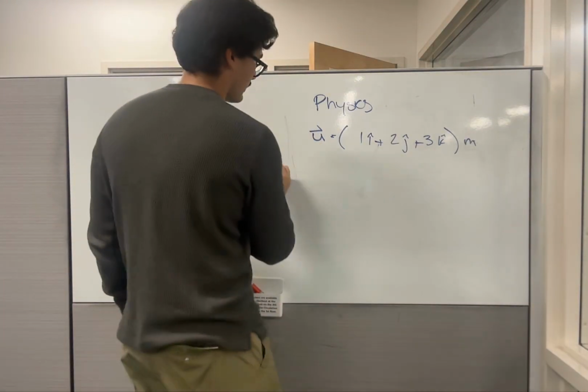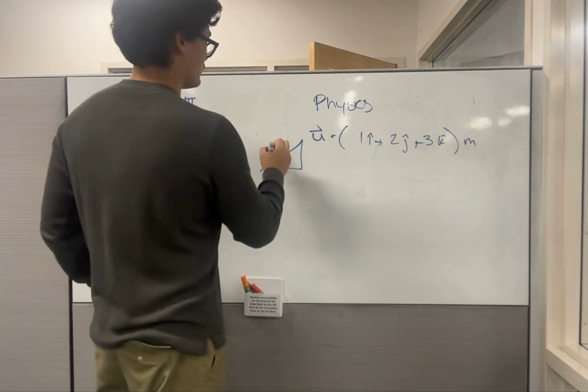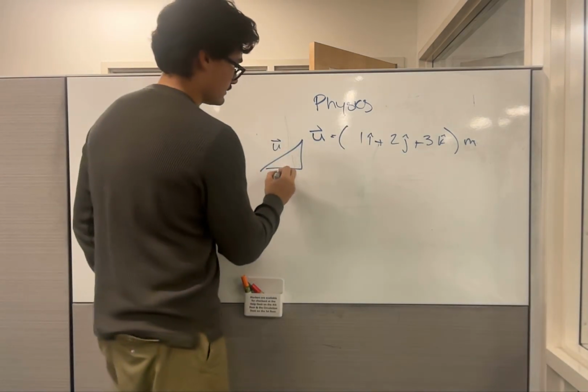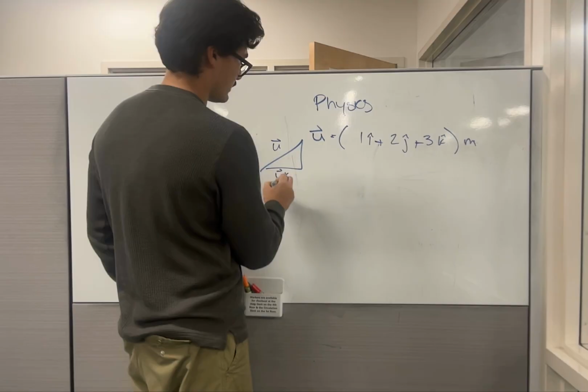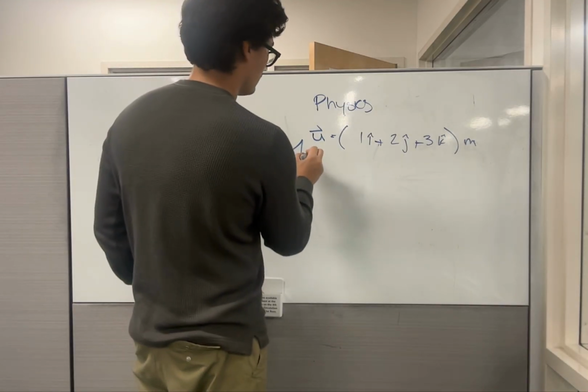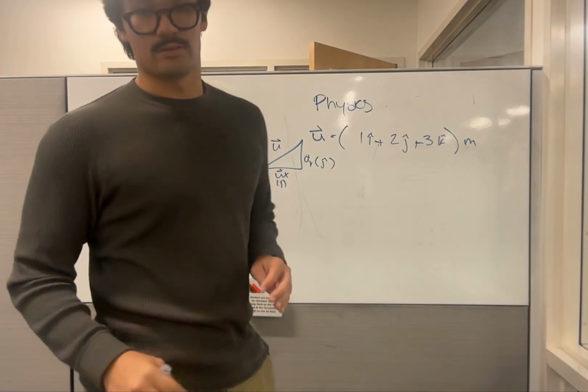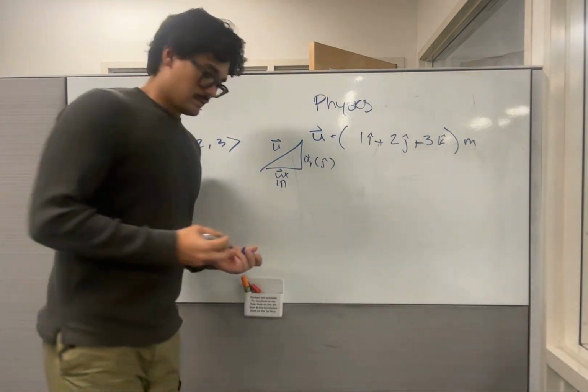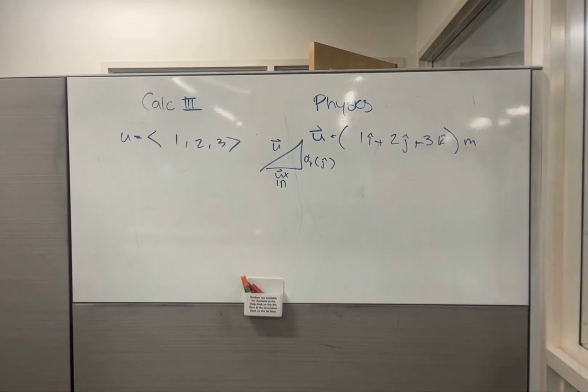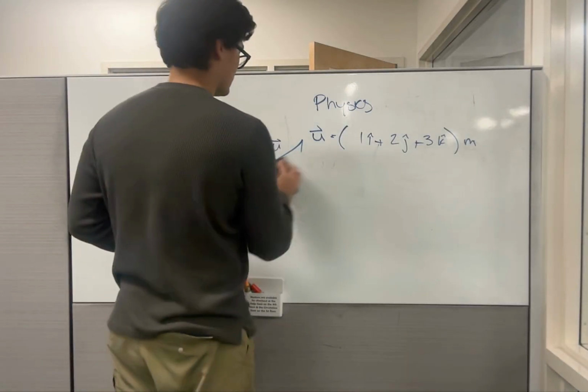So like say you have a triangle, and this is your u vector, you have your u of x, all in the i hat direction, and your u of y, all in the j hat direction. And they're treated as separate vectors sometimes when you need them to. So that's just the main deal about physics.